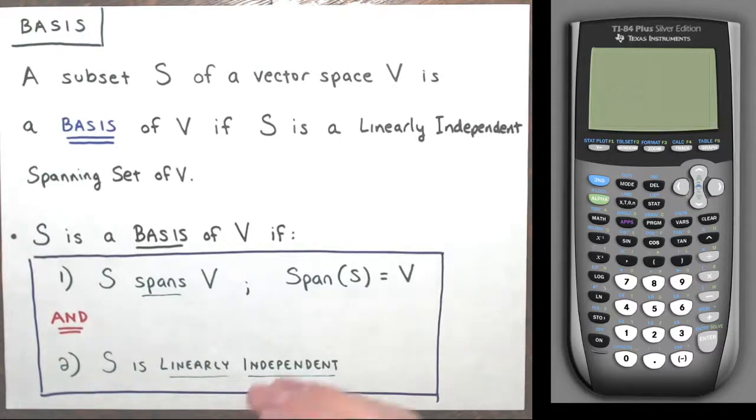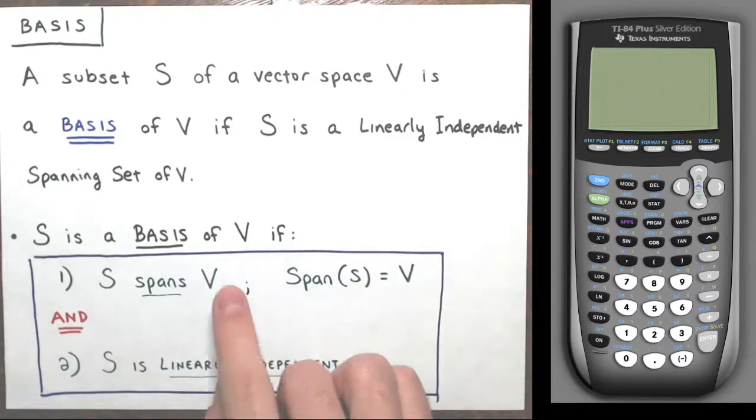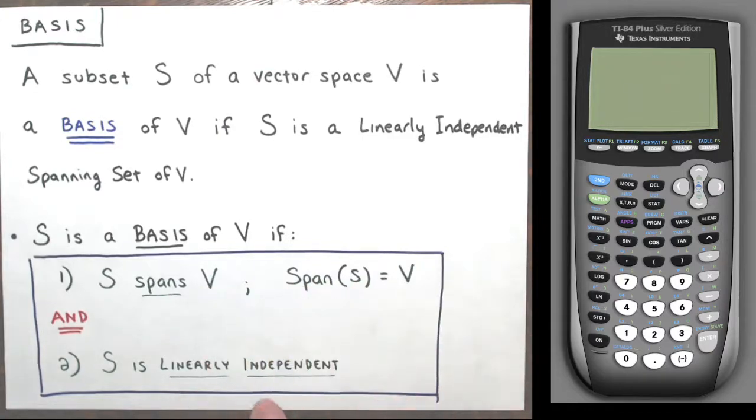So that's what I'm going to be doing in all the examples I have. I have plenty of them in this video. I'll be showing both of these things. And if one of these fails, if this is false or if this is false, then S would not be considered a basis for the vector space V.